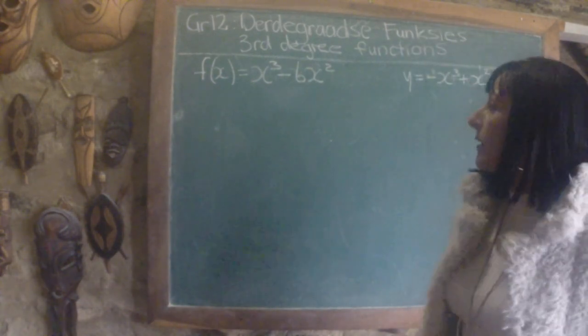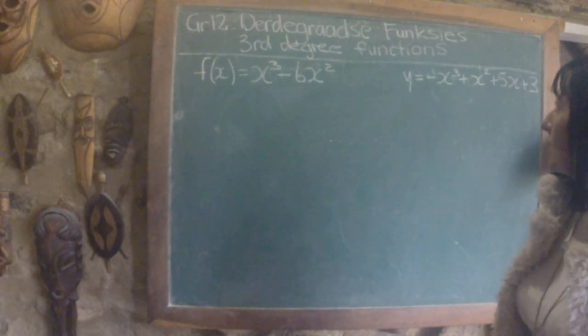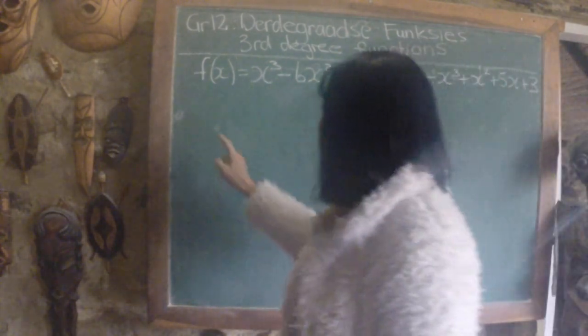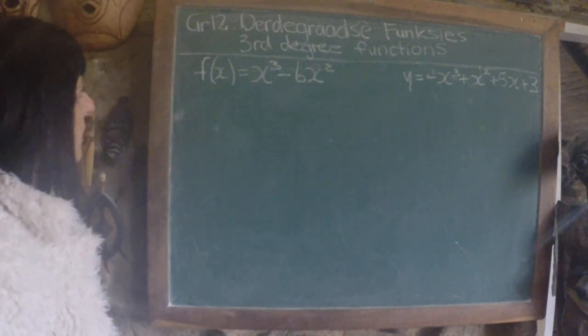Grade 12, I'm back. We're going to draw two third-degree functions. Let's start with this one and then we'll do that one. Question is, draw this cubic function.